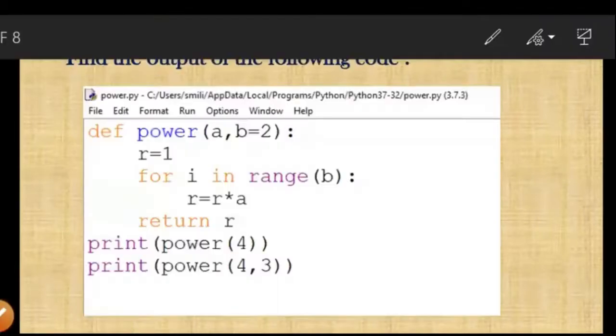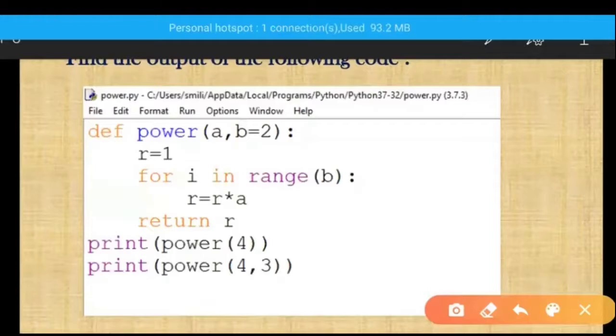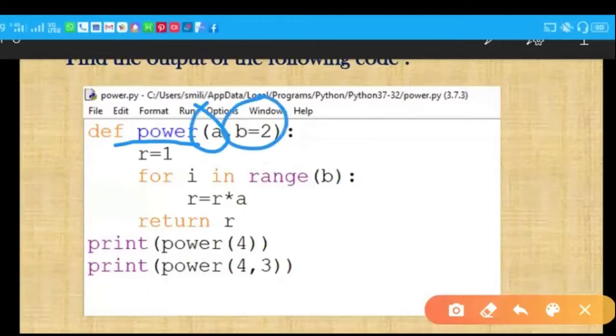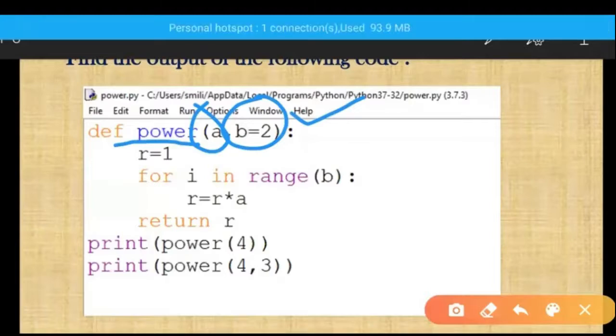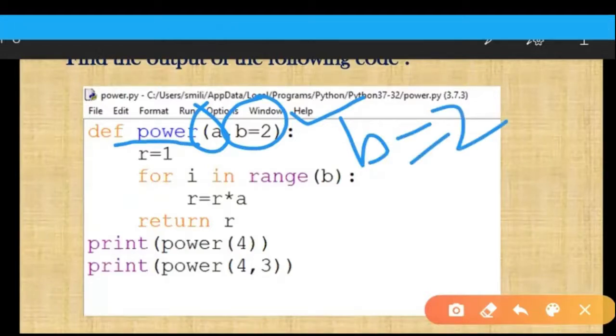Look, we have a function. The name of the function is power with two parameters a and b is equals to 2. When I write b is equals to 2, that means I am providing a default value to b. When I am not providing any value to b, the compiler will automatically accept b is equals to 2. But whenever I provide a value to b, this 2 will be overwritten by that value.